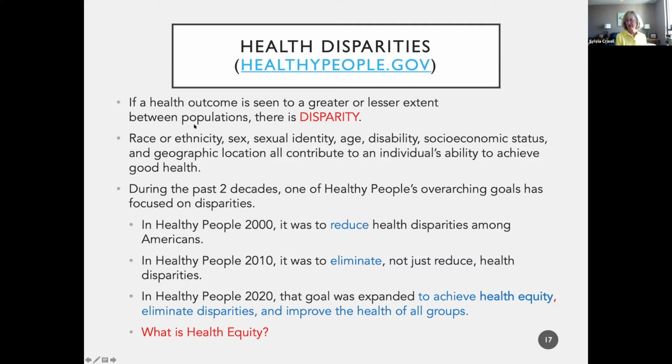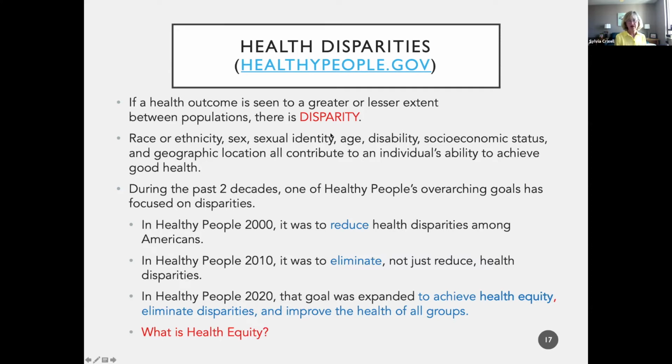Okay, a health disparity. And this is from healthypeople.gov. If a health outcome is seen to a greater or lesser extent between populations, there's a disparity. So in this case, infant mortality rate is higher in Black Americans. That is a health disparity. There are many health disparities in our country, often related to poverty, but also related specifically to race. And it's important that we acknowledge that.